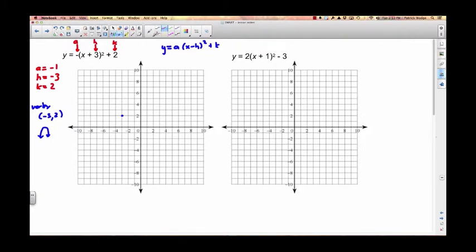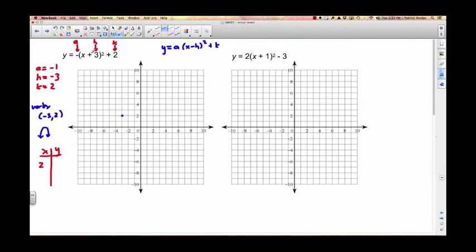Okay, so the next thing it says to do is to use a table of values and to find just a few points. And it says to find them on one side of the vertex. So don't pick points like, maybe you like the point 2, so you decide you're going to put 2 into x. Why is that a bad idea? Because 2 is so far away from the vertex that it's probably going to be off the graph.